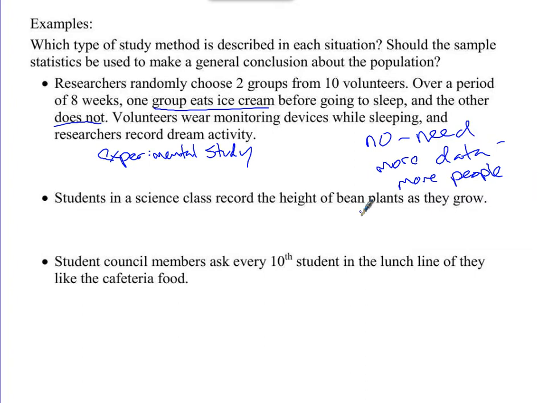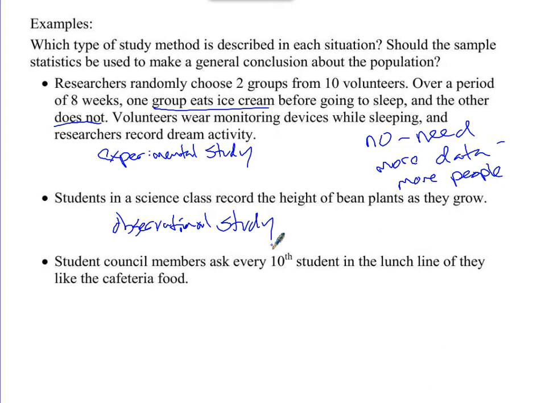How about the second one? Students in a science class record the height of bean plants as they grow. That is an observational study. Good. It depends on how they're doing it. The way that we did it is you watered one every other day, and 2 watered. Okay, now in that case where you water one a certain way and you water another a different way, what is that? That's an experimental study. You have one group that's being treated one way and another group that's being treated another way. This is just you recording the height of a bean plant as it grows. All you're doing is watching it grow. Okay? That's an observational study.